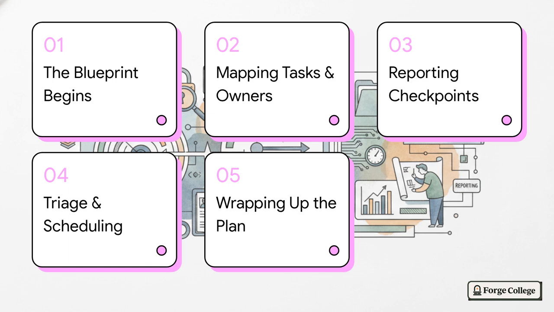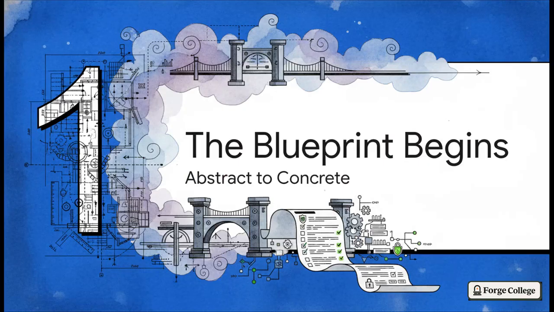Here's our schematic for today. We've got 5 key phases. The blueprint begins, mapping tasks and owners, reporting checkpoints, triage and scheduling, and finally wrapping up the plan. Let's get right into it. Section 1. The blueprint begins.